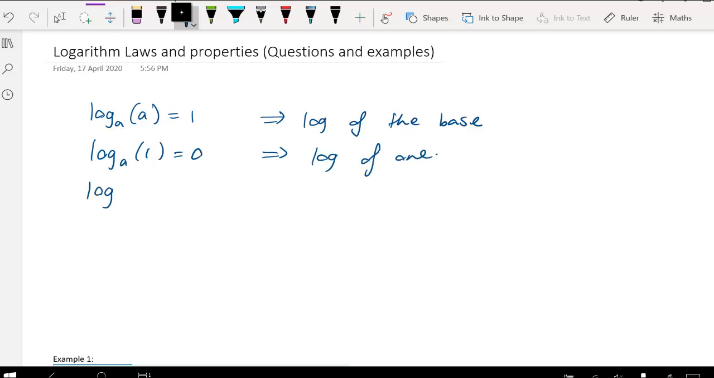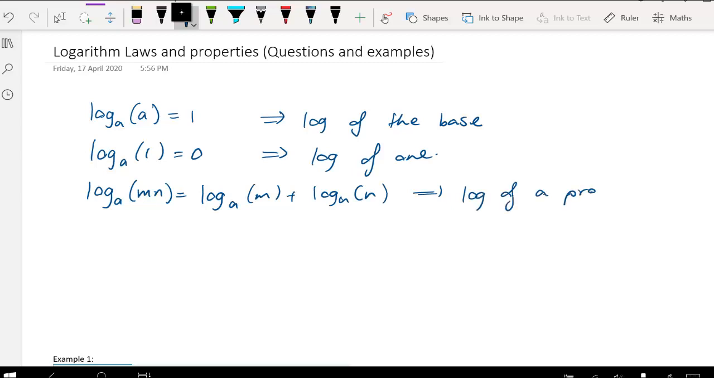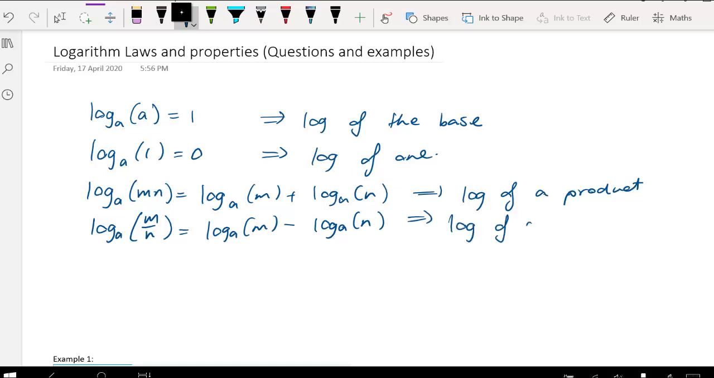When we look at our first rule, log base a mn is equal to log base a m plus log base a n, we'll call this log of a product. And log base a m on n is equal to log base a m subtract log base a n. We'll call this log of a quotient.